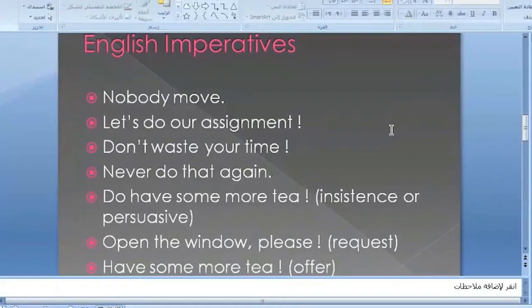To fulfill such a case, you put "do" and then you bring your verb. And this is just an example. And if I want to render it into Arabic, I prefer to use لابد أن تتناول كوبا آخر من الشاي. لابد أن تتناول. أصر على هذا الأمر.